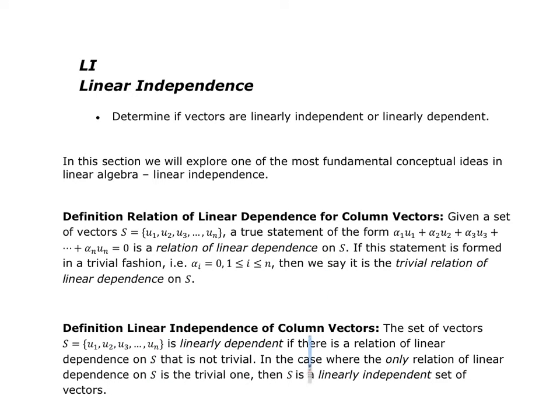Similarly, the only way they're independent is if the only scalars that work, alpha 1 through alpha n, are the trivial set. In other words, the only way I can make a linear combination of all of my vectors equal 0 is if each one of my scalars is 0. So that is linear independence.